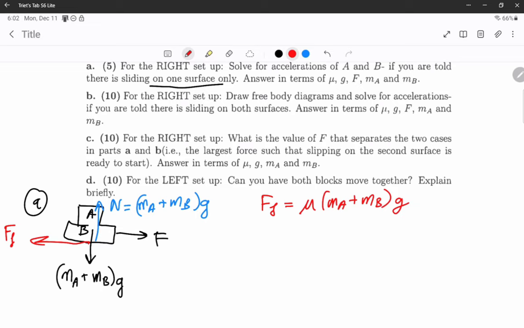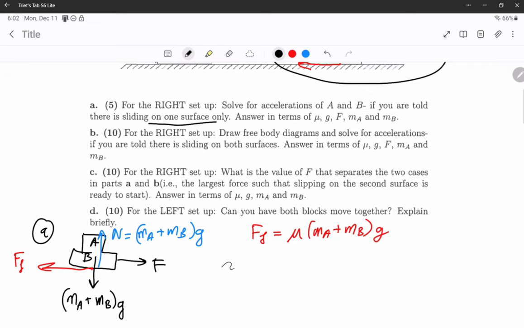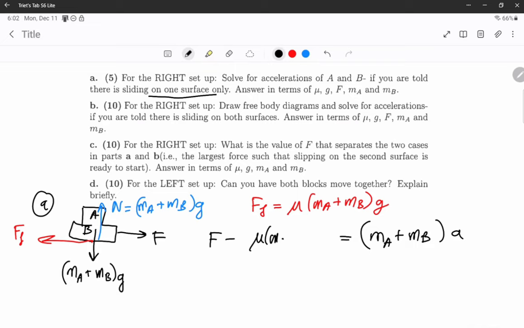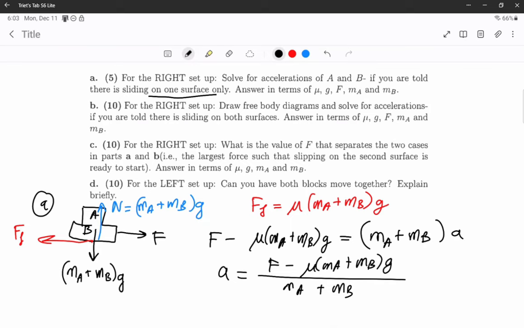Okay, and so in this case we're going to solve for the acceleration. We have the free body diagram. The net force is F minus Ff, which is equal to (mA + mB) times acceleration. And Ff is just this thing up here, mu (mA + mB) g. So solving for a is simply (F minus mu (mA + mB) g) divided by (mA + mB). And that's a quick and easy one.